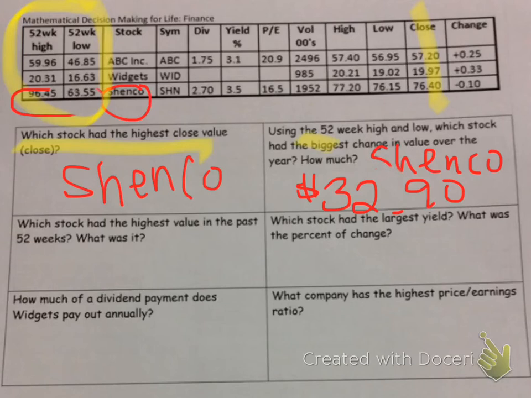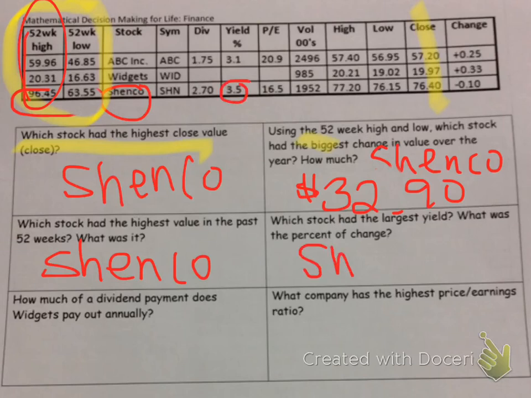All right, the next question says, which stock had the highest value in the past 52 weeks? So I'll be looking at those 52-week high and lows again. I want the highest value there. The highest value again is Shenco because it's $96 while the other ones are $20 and $59. Which stock had the largest yield? Well, when we look at yield, the bigger number out of the two is 3.5. So again, it's Shenco. I don't know about you guys, but I think if I were to guess an answer today, it would be Shenco. I was kind of looking that way.